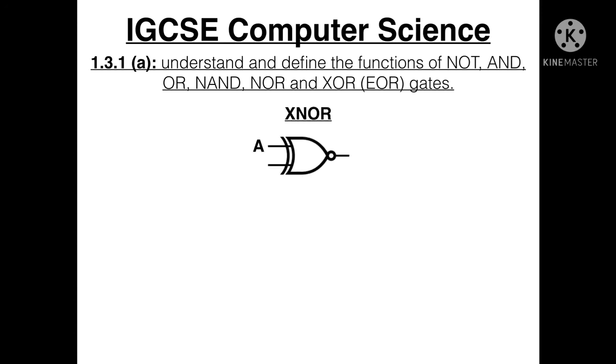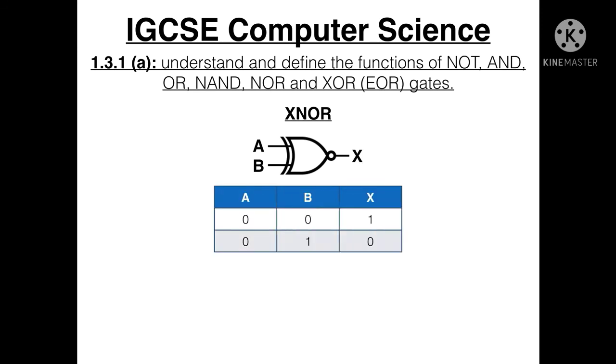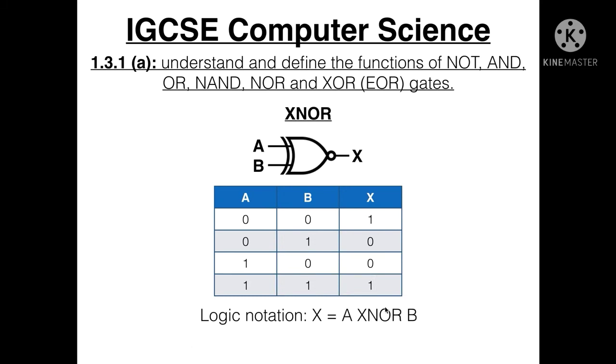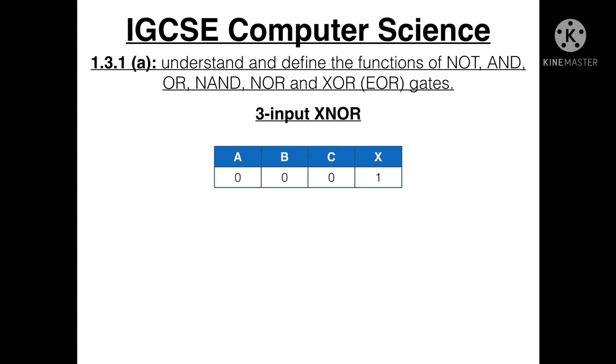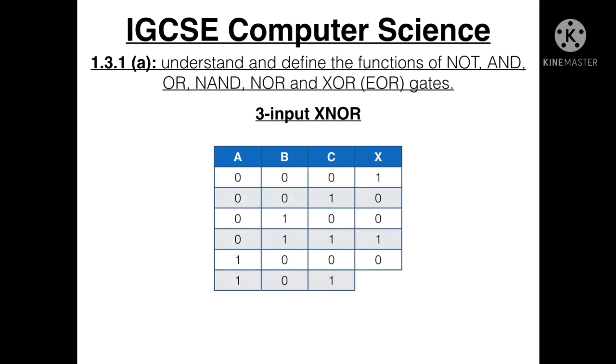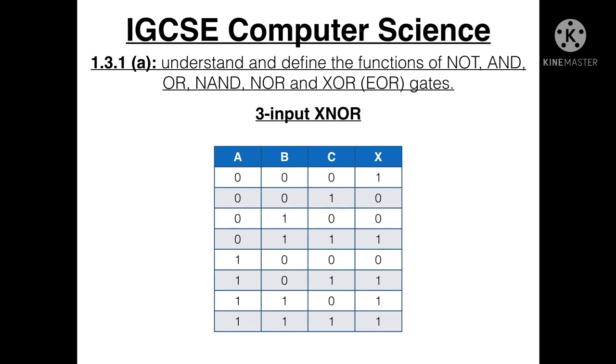Alright, so the truth table for this would, of course, be the NOT of the XOR. So it would be 1, 0, 0, 1, and of course the logic notation would be that, Boolean algebra would be that. So let's take a look at a 3-input XNOR gate before we wrap up this video. Just so you get the idea, it's the opposite of the 3-input XOR gate.